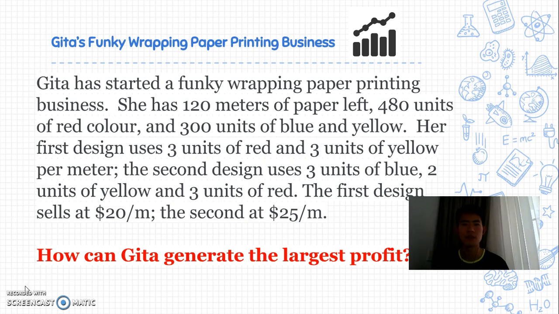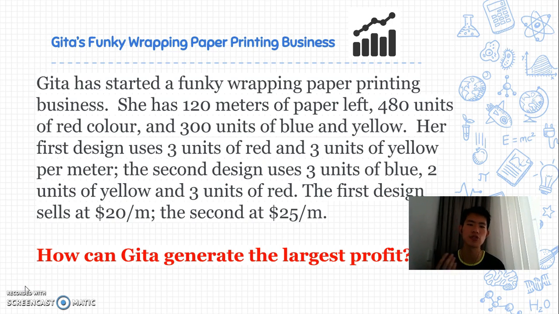Okay, so let us jump into a little bit of a problem, just so that we can understand LP much better. So we have a company here called Gita's Wrapping Paper. What happens here is that she has resources. So she has paper, and for each of the papers, she also has the color. So she has red color, blue color, and yellow color. And regarding these units of colors, it has some rules.